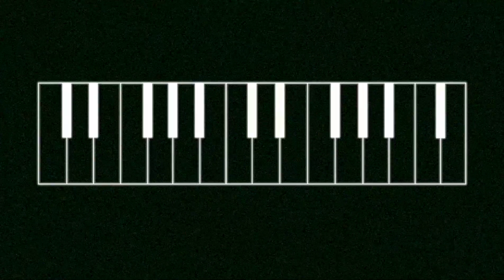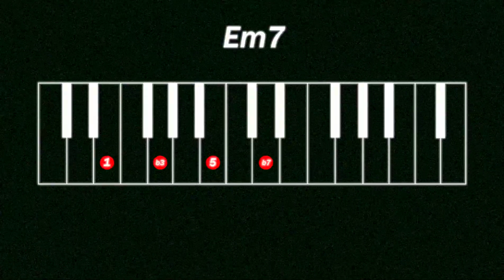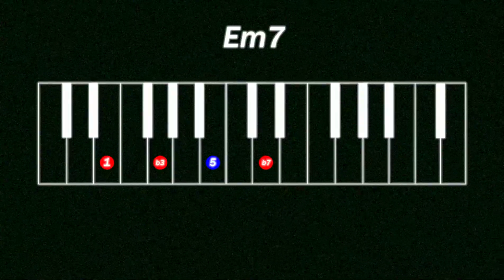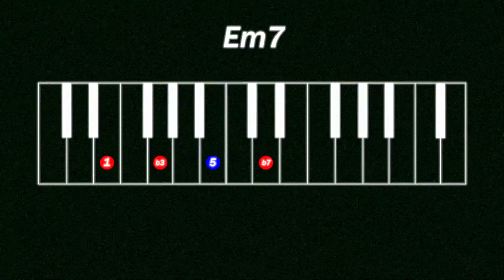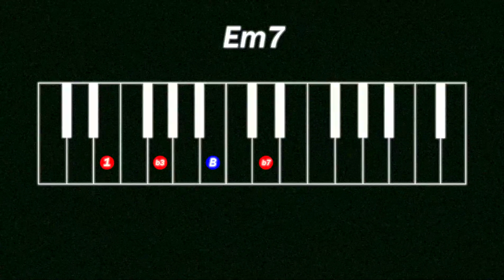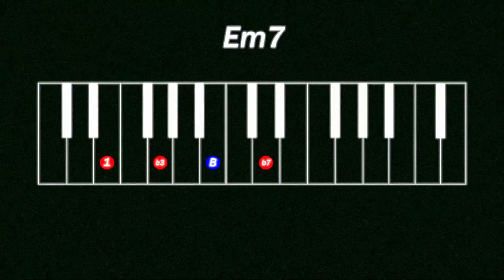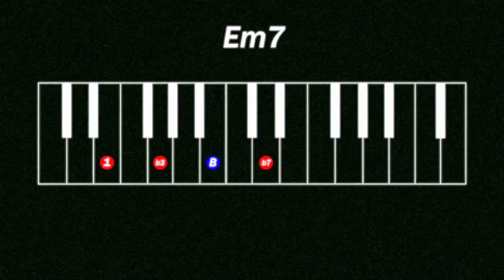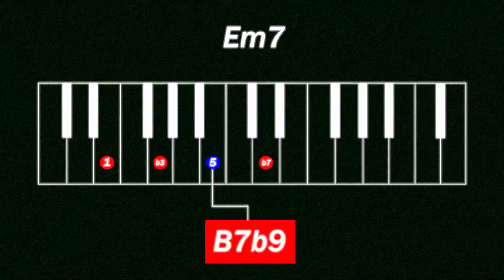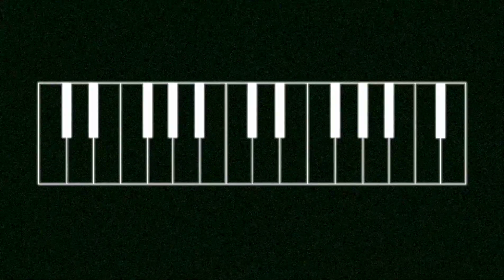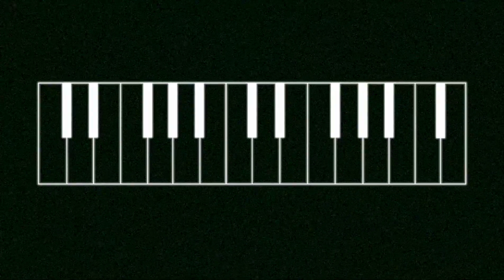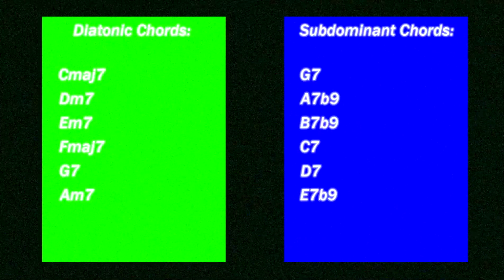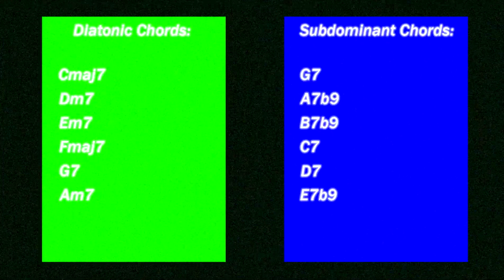Let's do another chord. What about E minor 7? Well, let's look at the fifth note of an E minor 7 chord. It's B. So since E minor is a minor chord, its secondary dominant will be B7 flat 9. Great! Now we know how to find a chord's secondary dominant. It's just by taking the fifth note of a chord and turning it into a dominant.